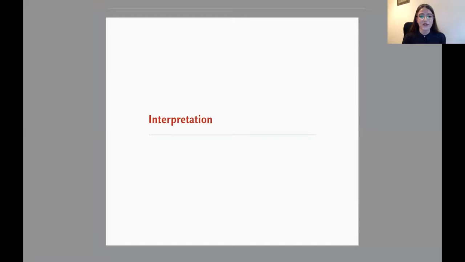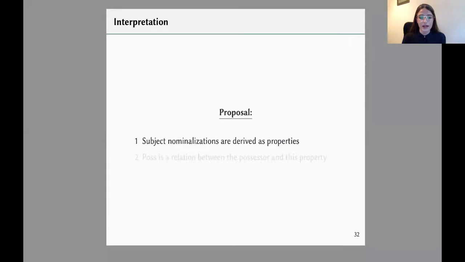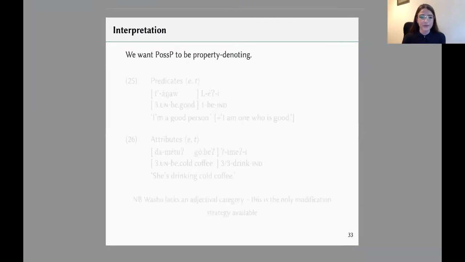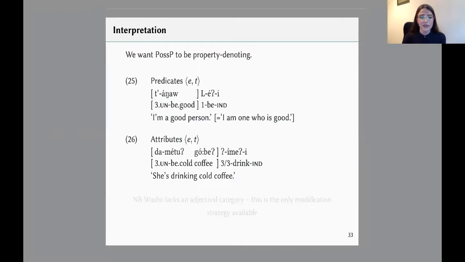Okay, so now finally, I'm going to move on to the interpretation of this type of structure. And the proposal here has two parts. First, subject nominalizations are derived as properties. And secondly, pos is a relation between the possessor and this property. So we know that we want these types of nominals to be property denoting. So for example, they can occur as predicates, like you see in 25, angalei, I'm a good person, or I'm one who is good. But they can also be used attributively, like you see in 26, demetu gobe imei, she's drinking cold coffee. So I'll just note here that Washoe lacks an adjectival category altogether, and this is the only modification strategy that's available in the language.